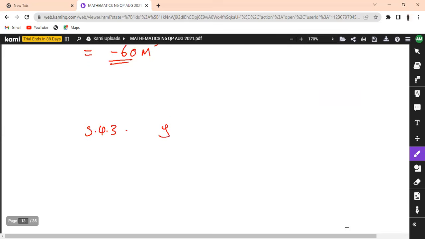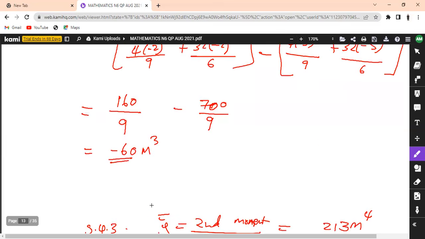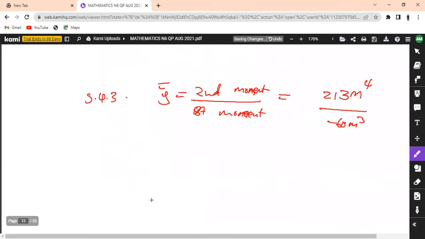Just divide the two. So y bar is going to be the second area moment, let's just say the second moment here, guys, over the first moment, just like that. So the second moment we are given as 213 meters to the exponent of 4, over the first one, which is negative 60. Here we obtained negative 60. That is what you obtained. So you're going to divide these two.